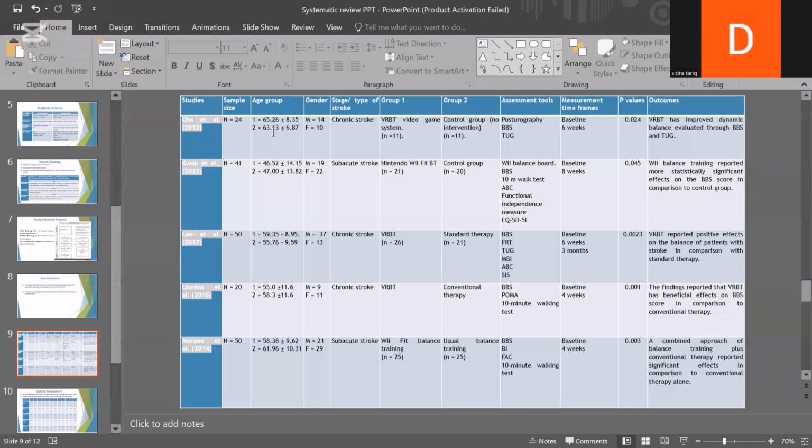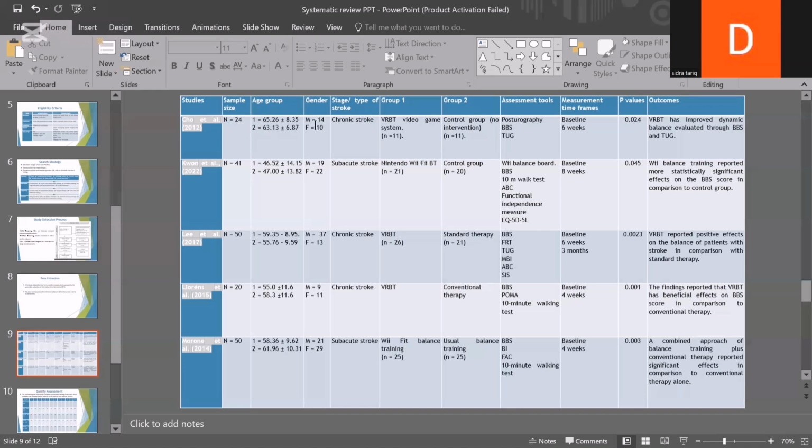Okay, so age group was mentioned because we need to know whether the age group of the population is highly reliable or highly correlated to the population inclusion criteria that we have mentioned in the eligibility criteria or not.